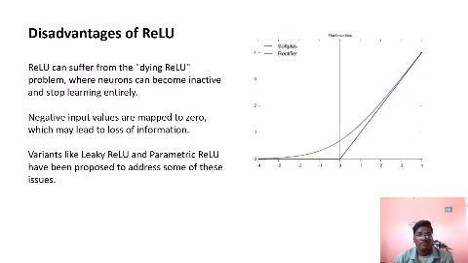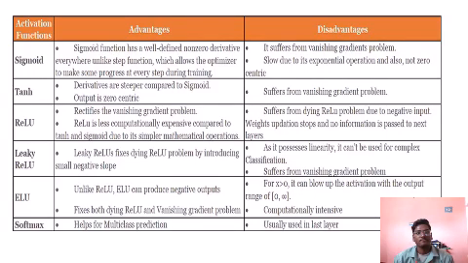Disadvantages of ReLU. ReLU can suffer from the dying ReLU problem, where neurons can become inactive and stop learning entirely. Negative input values are mapped to zero, which may lead to loss of information. Variants like Leaky ReLU and parametric ReLU have been proposed to address some of these issues.